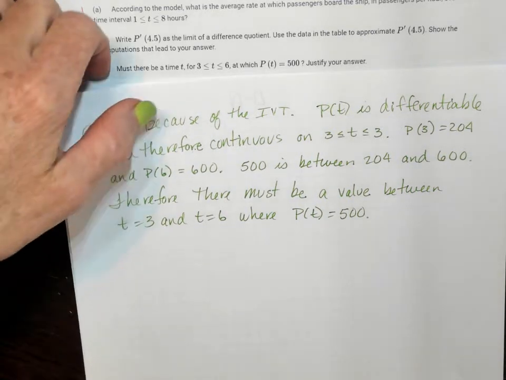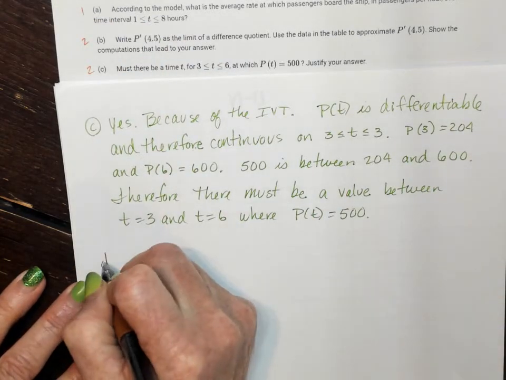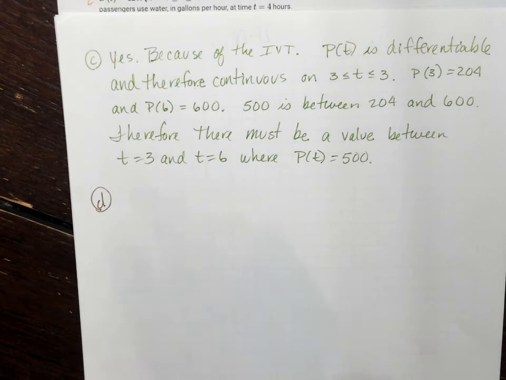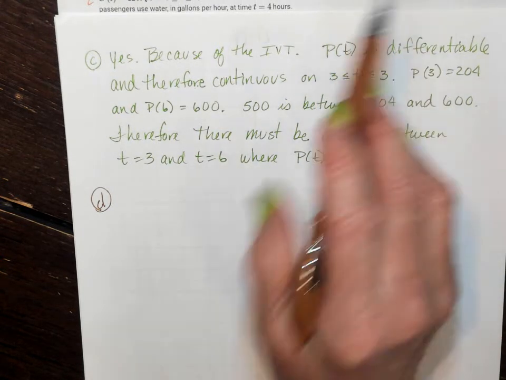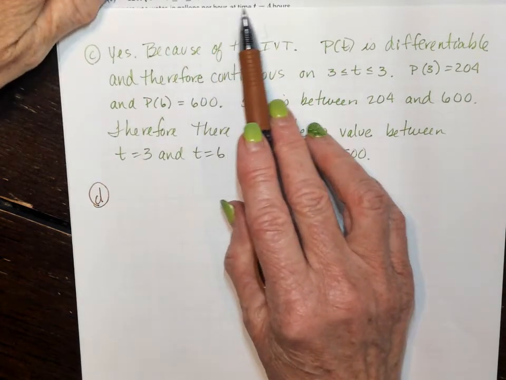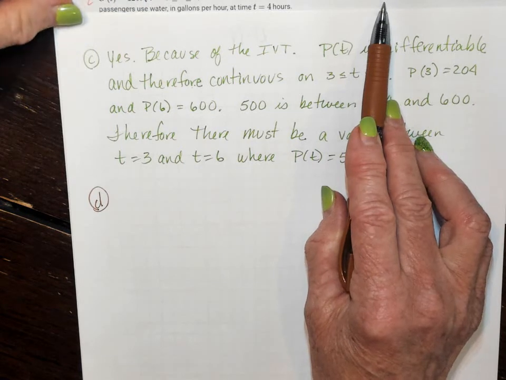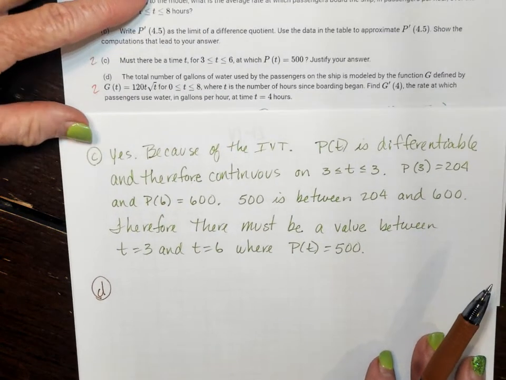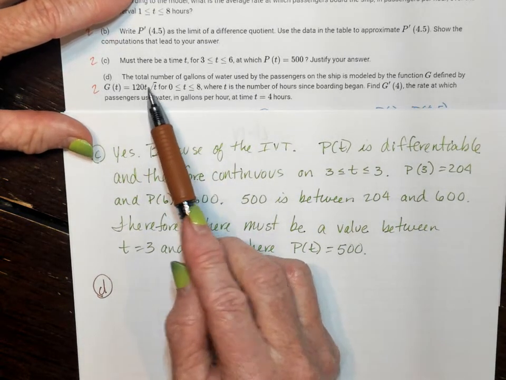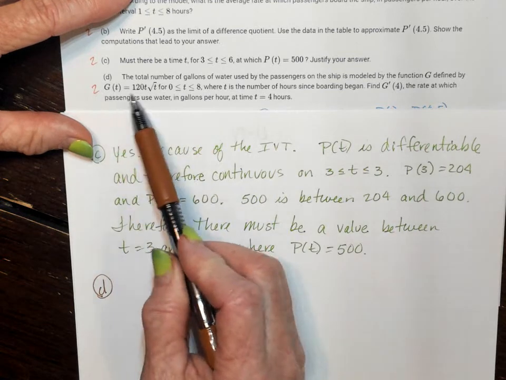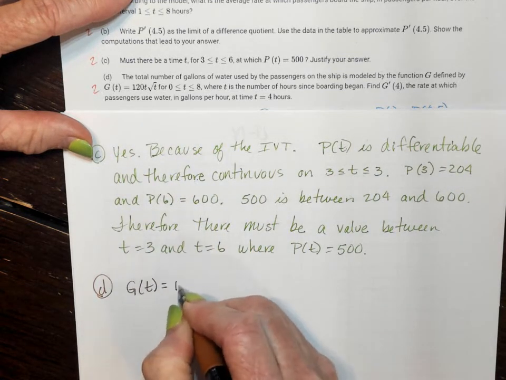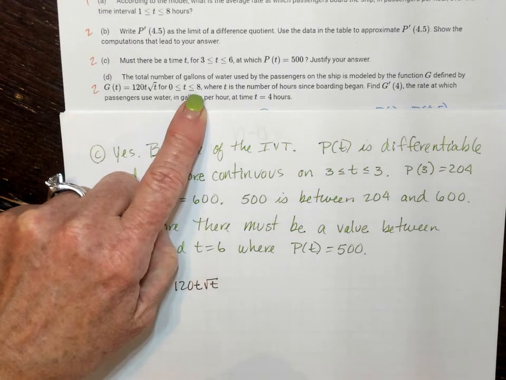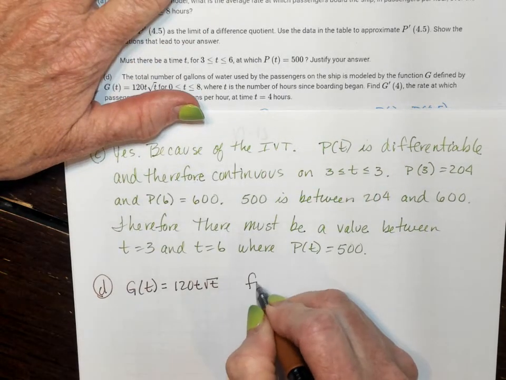And the last one here, D. Okay, the total number of gallons of water used by the passengers on the ship is modeled by the function G, defined by this mess, where t is the number of hours since boarding began. Find G prime of 4, which is the rate at which passengers use water in gallons per hour at time 4. Basically, again, given by the function G of t is 120t square root t, where t is between 0 and 8. We want to find G prime of 4.